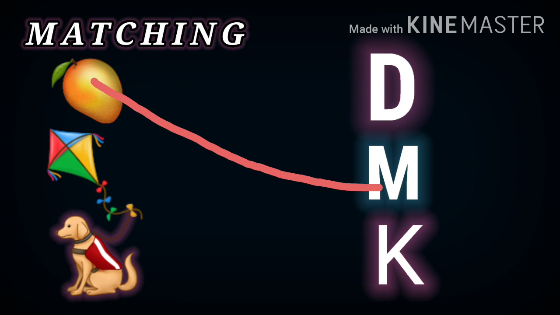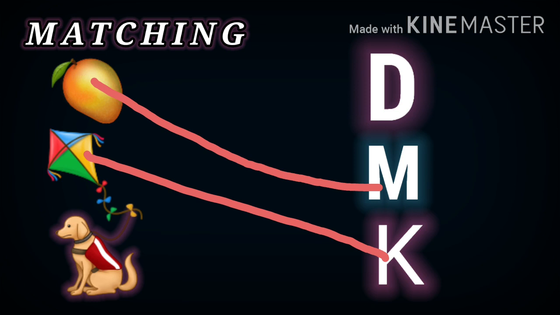Come to next picture. Kite. First letter for the picture kite is K. Let's match the picture kite with its first letter K. Like this. Draw a line from the picture kite to letter K.